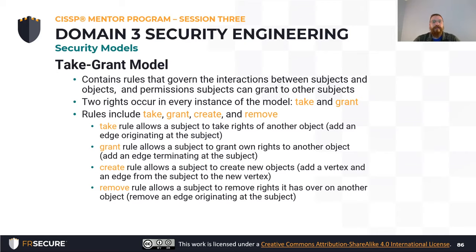The Take-Grant model, again, when we look at this one, has two rights. We're going to either take or grant. We're going to take something away or give something to the subject or object. Understand those four rules, right? A subject can take the rights of an object, grant its own rights to another object, create a new object, or remove rights from an object.